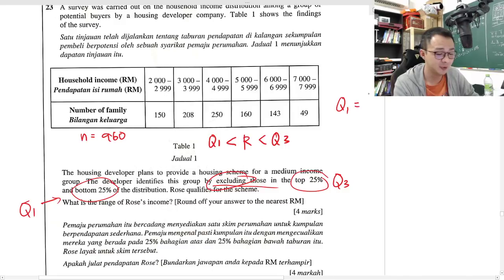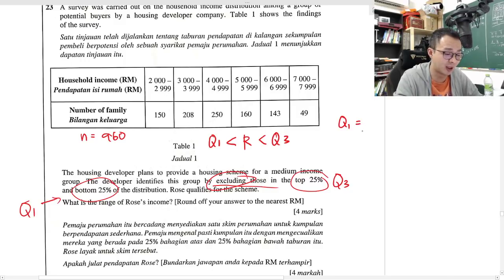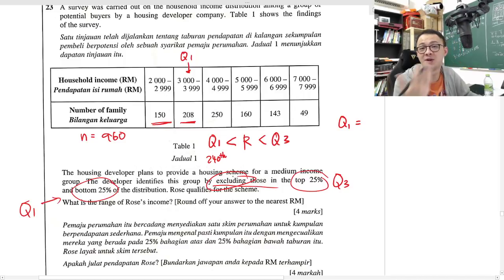Alright. So what does the formula tell you? The formula basically uses the lower boundary of the Q1 class. I want to know where my Q1 and Q3 are. So I will use 960 divided by 4, which is 240. So my Q1 is located where the cumulative frequency reaches 240. This is 150, and if I add 208, it's already more than 240, right? So my Q1 is located here, at the 240th value.